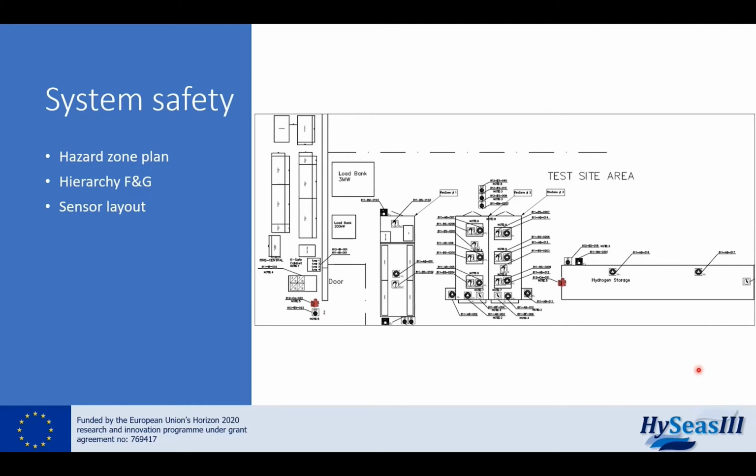The sensor layout shows where we have the installed sensors and emergency shutdown buttons. We have emergency shutdown buttons outside each of the fuel cell containers and the battery container. These emergency shutdowns will shut down the respective containers. We also have one emergency shutdown button inside the door where we can shut down the complete system.